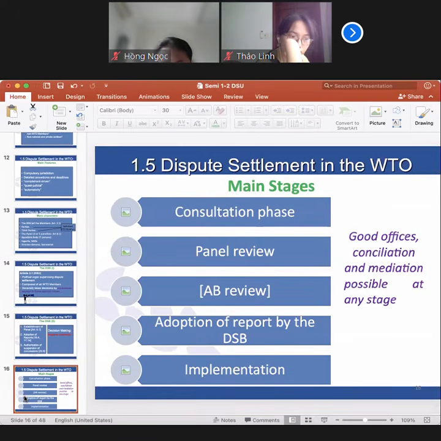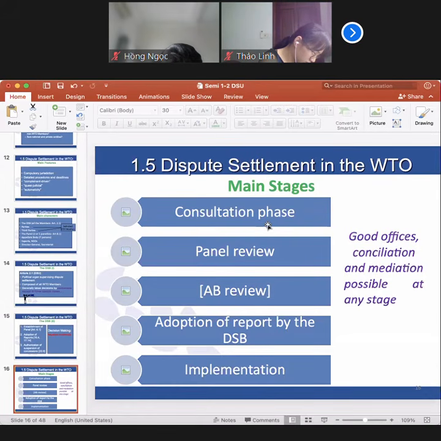Right. Now here, as you can see on the board, there are 5 main stages in resolving a dispute under the WTO system. Now we have here the consultation phase, tức là bước tham vấn, okay? And then if it fails at this stage, the dispute may move to the next stage, that is panel review. And it can finish here if they are all happy with the result. But if the disputing party doesn't agree with the report of the panel, they can submit their request for AB review, and then the dispute is going to move to the next step, appellate body review.